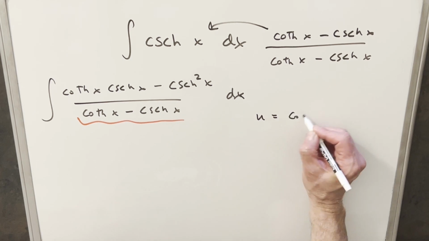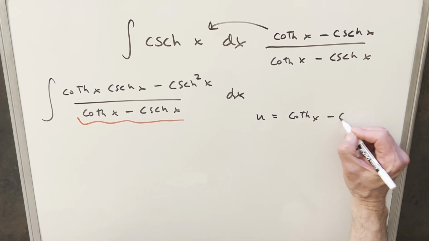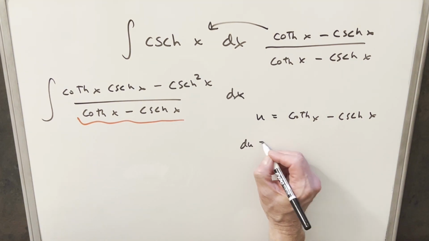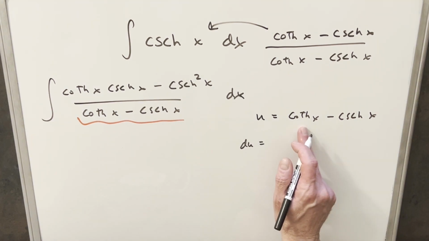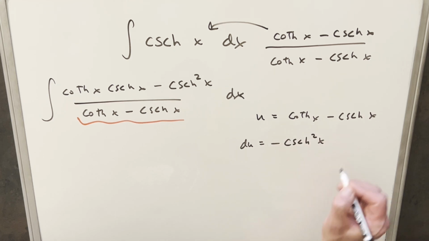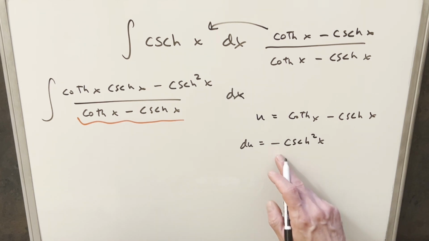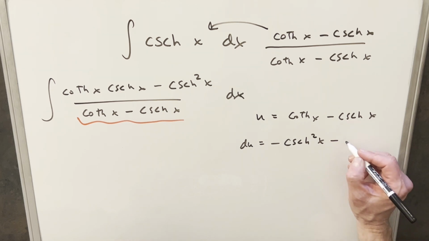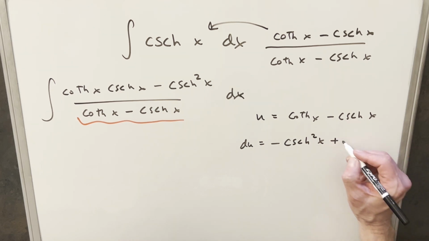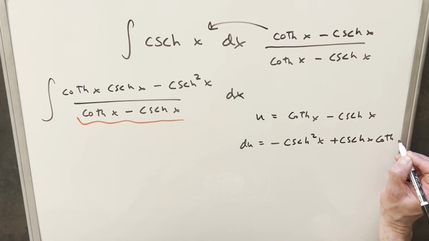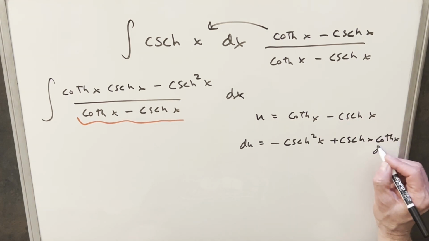The u is going to be this whole thing, hyperbolic cotangent minus hyperbolic cosecant. So now we'll take the derivative. The derivative of hyperbolic cotangent is just going to be minus cosecant squared x. These derivatives work basically the same way as with secant and tangent, except with a minus sign in front. That's just how I remember it. And for the derivative of hyperbolic cosecant, this is going to be minus, which I'll change to a plus, cosecant x times hyperbolic cotangent x, and we'll bring a dx down here.